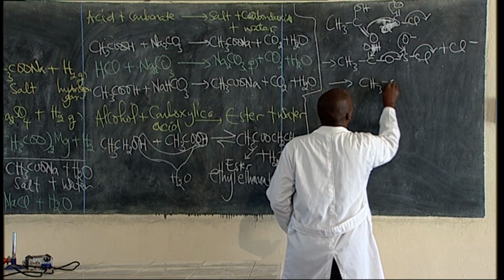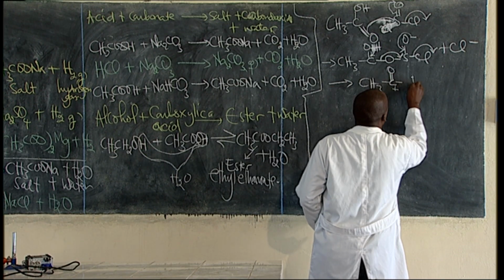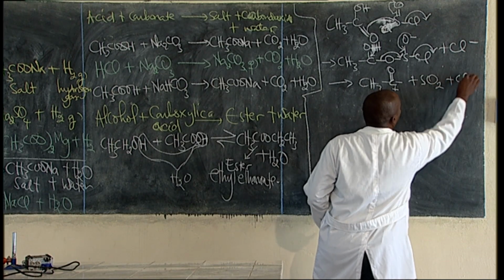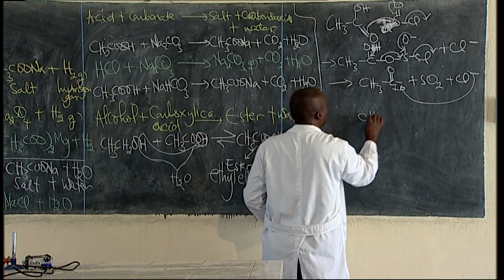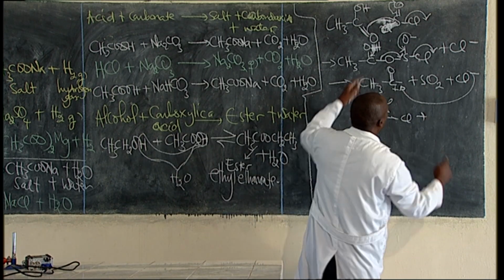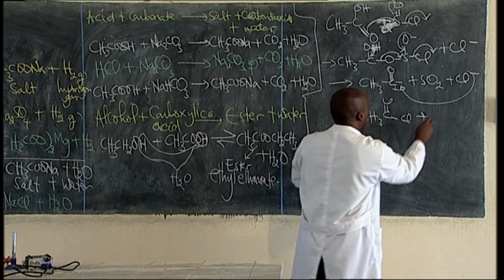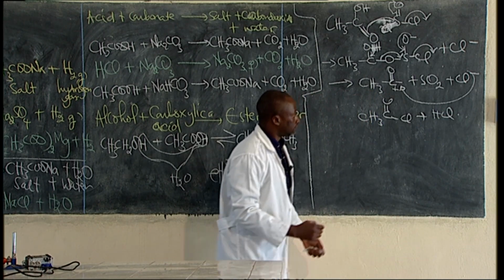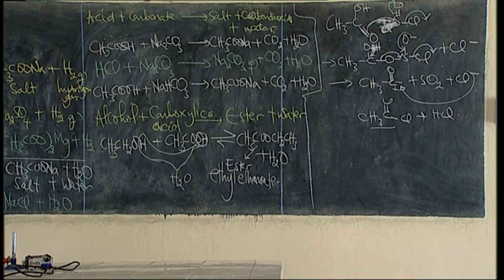So you have CH3C with oxygen, that is the double bond, plus the sulfur dioxide plus the chloride. That chloride now comes, and then you have CH3COCl plus sulfur dioxide, and then you have the hydrogen here, which will form the hydrogen chloride. So that is the final reaction with thionyl chloride. That is one of the mechanisms. We did even the mechanism before when we were looking at the alcohols.